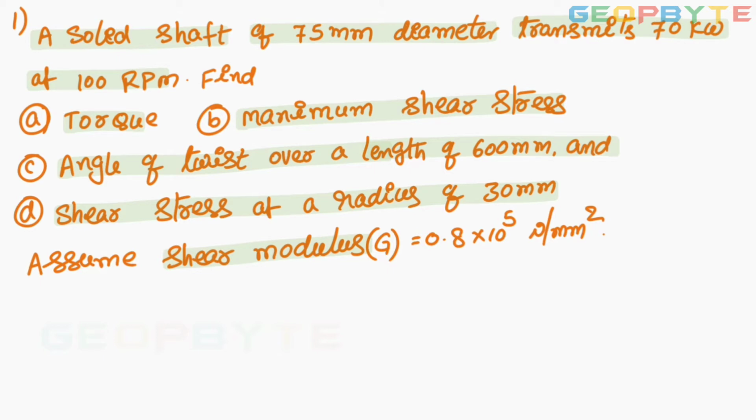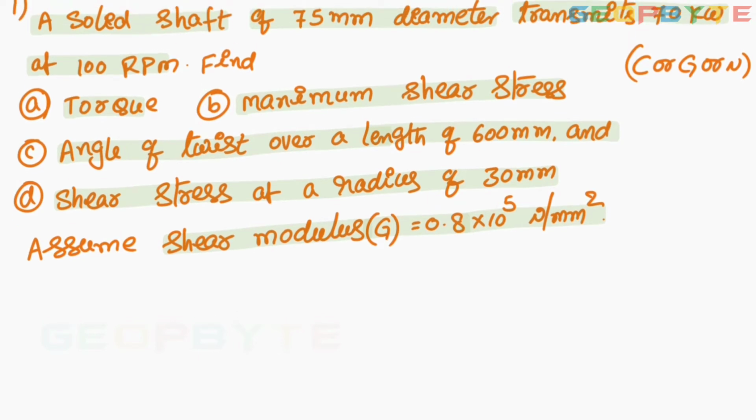Remember, the shear modulus can be denoted by either C or G or capital N. These are the symbols for shear modulus. Now let me write the given data.